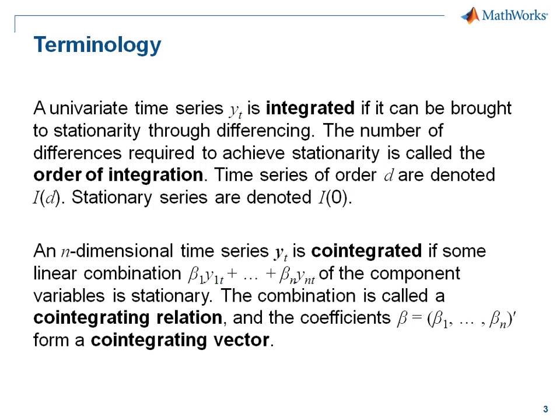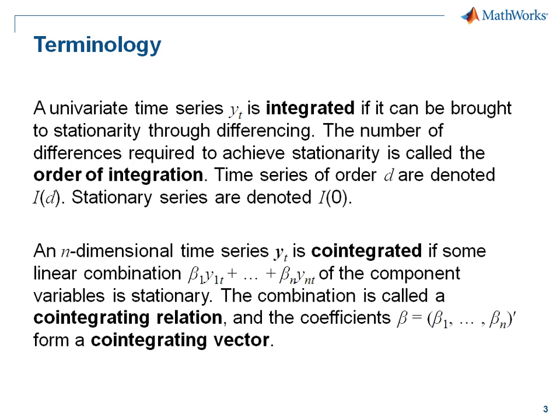Typically, for purposes of this demo, we'll be interested in I of 1 variables that when you form the linear combination, you get an I of 0 variable. And we're going to think of this linear combination as a new variable. So we start with the levels data, and instead of the usual strategy of differencing the data to form a new variable that's easier to model, we're going to think about forming this linear combination to get a stationary variable that's easier to model. And this combination of variables that forms a stationary process we're going to call a cointegrating relation, and the vector of coefficients that gives us this combination we're going to call the cointegrating vector.